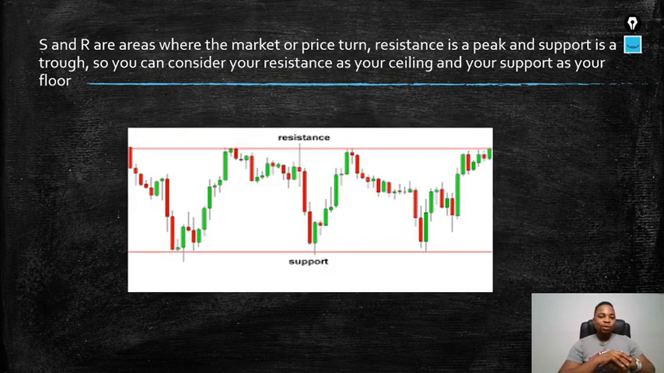S&R are areas where the market price turns. A resistance is the peak and support is a trough. So you can consider your resistance as the ceiling and your support as the floor. So let me now go to a demonstration so that you guys see what it is that I'm talking about.